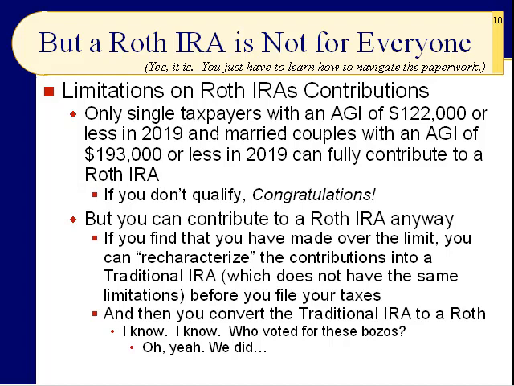Well, many people don't know how much money they're going to make, especially if they're in business or sales or whatever. So you go ahead and contribute to the Roth IRA anyway. And if you find that you've made over the limit, or you already knew you were going to make over the limit, you can recharacterize the contributions into a traditional IRA. That's the verb that the IRS uses, recharacterize them. Because the traditional IRA doesn't have the same earnings limitation.